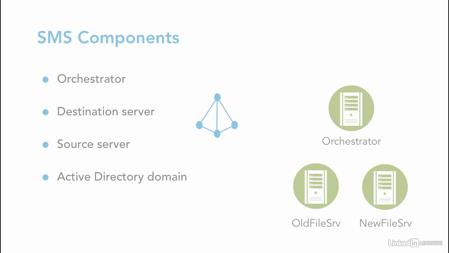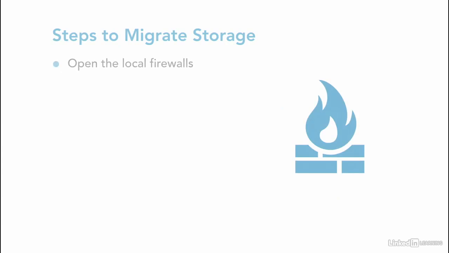Another requirement here is that all of these servers need to be part of the same Active Directory domain, and you need a domain account that is a local administrator on both the destination and the source machines. Never forget the firewall. You need to make sure that you've opened the local firewall on your target and source machines to allow SMB and NetLogon into the servers. You also need to allow in WMI and DCOM as well.